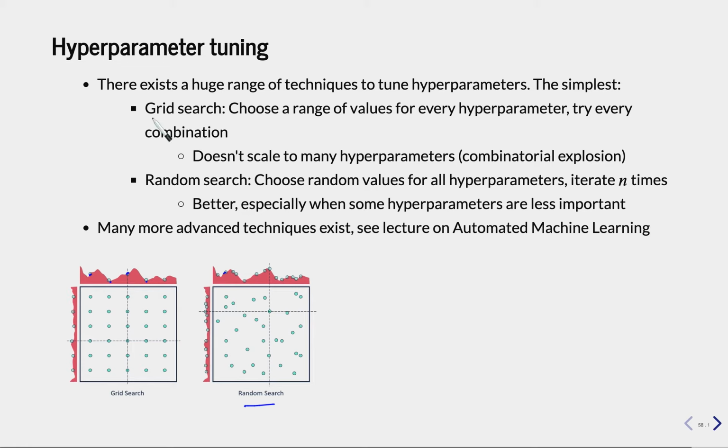Now, grid and random search are by far the most commonly known techniques, but there actually exist many more advanced techniques. And we'll get back to that in the lecture on automated machine learning, where we will not only tune the hyperparameters, but we will also optimize the preprocessing steps or the neural architectures that we want to try. So we completely automate the search for the best possible model.